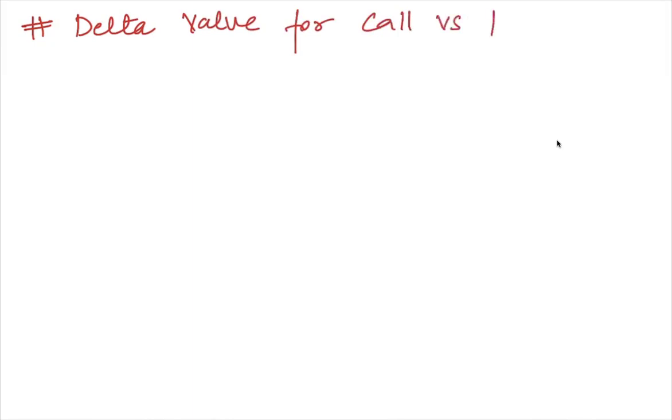Okay, perfect. So now let's see what the delta of call options and put options looks like. And then I'll also give you an example just for you to understand delta in a much better way. So let's understand what the delta values for call option and put option look like.